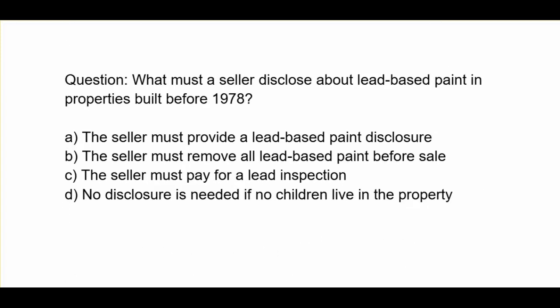What must the seller disclose about lead-based paint in properties built before 1978? A, the seller must provide a lead-based paint disclosure. B, the seller must remove all lead-based paint before sale. C, the seller must pay for the lead inspection. D, no disclosure is needed if no children live in the property.